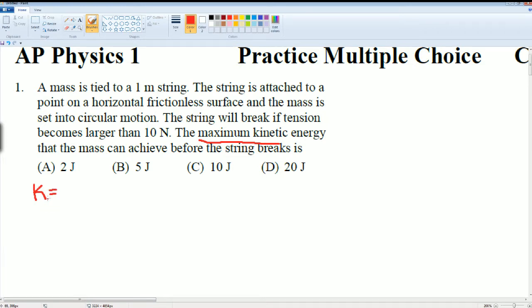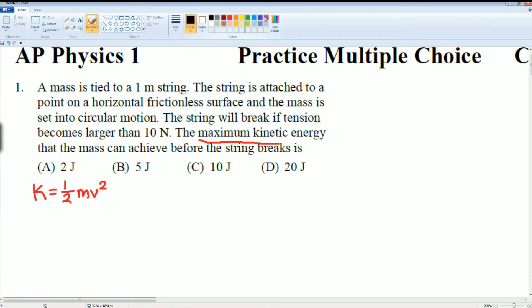You want the kinetic energy, which is 1/2 mv squared. You want that, okay? So to get this, you need mass and velocity. Do you have mass here? Do you have velocity? No, but you need it. That's the only kinetic energy equation that you have. So what can you use?